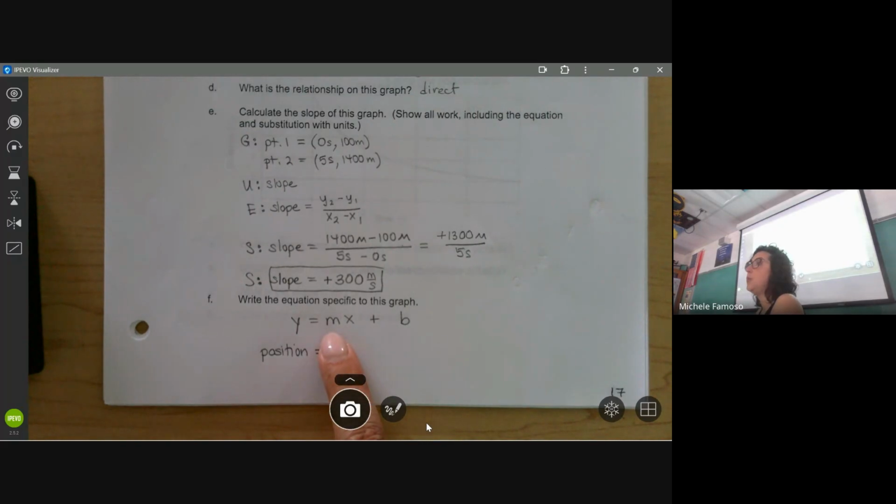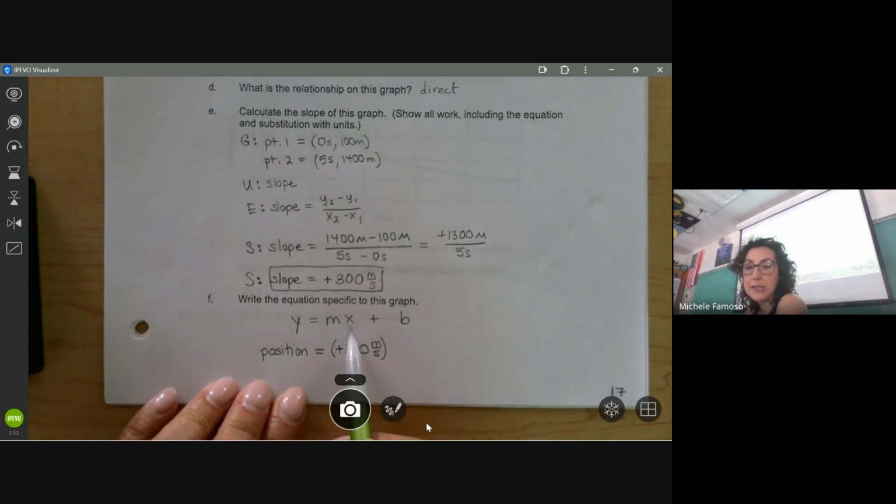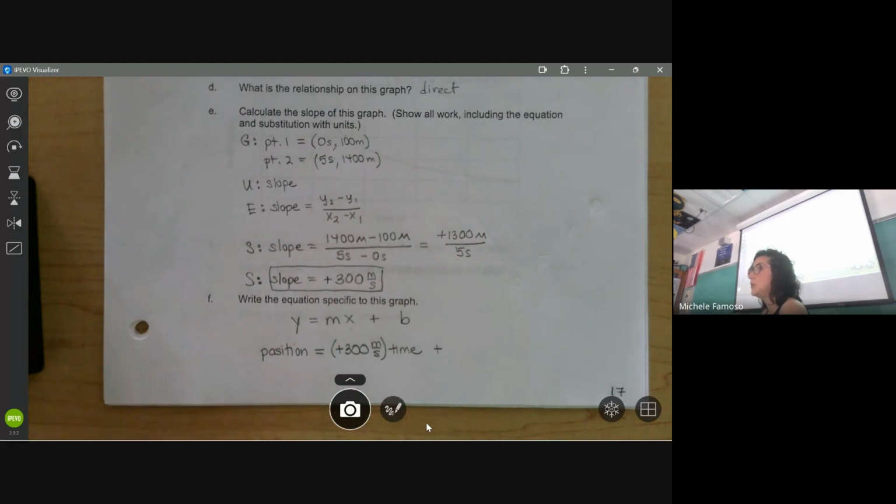Do we know what the slope of this graph is? We just found it. So you're going to include that here. Positive 300 m over s. What was on the x-axis of this graph? So write the word time. Eventually you'll know what letter we use to abbreviate time with as a variable. And then you're going to change out the letter B to the y-intercept on this graph.